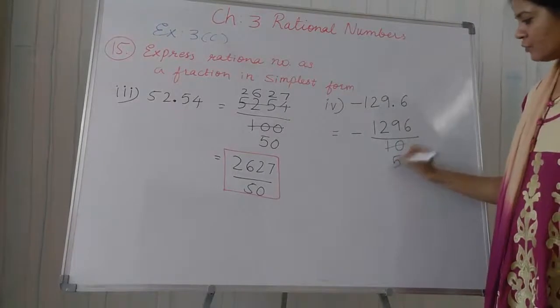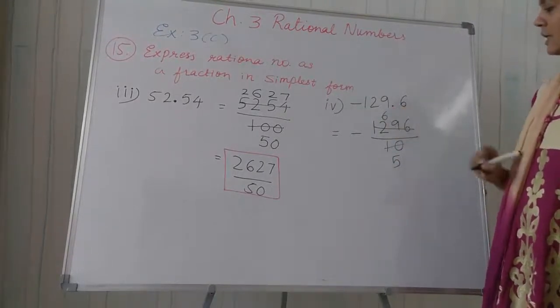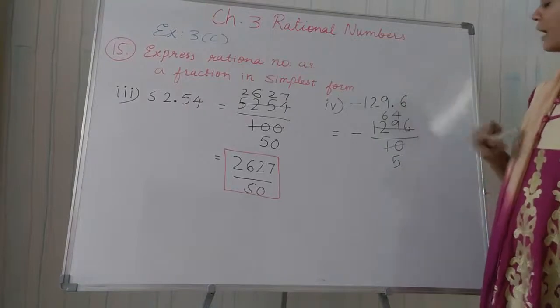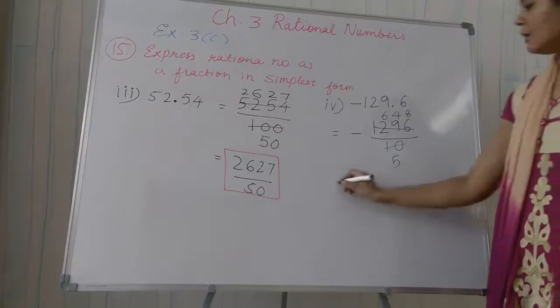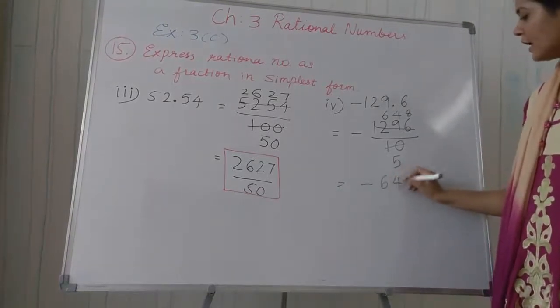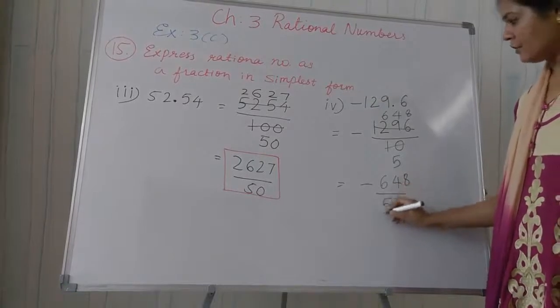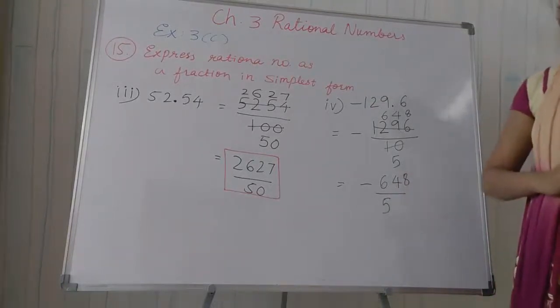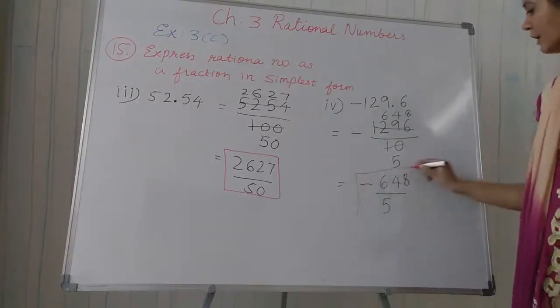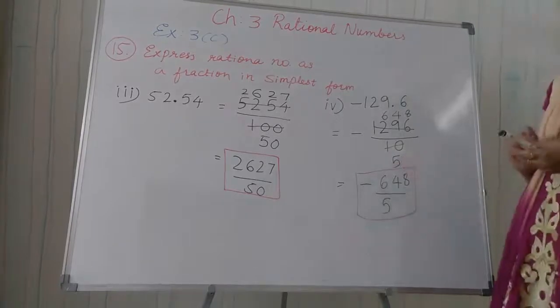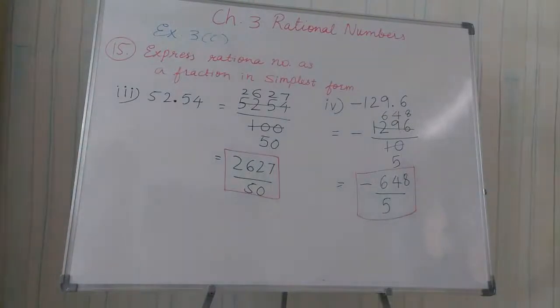So I write 5 2s are 10. This is 6 2s are 12, 4 2s are 8, 1 remains, 8 2s are 16. So we get our answer 648 divided by 5, which is our final answer of number 4. So this way we can find our answer number 4 of question number 15. So now you understand the method. First of all, you have to convert the decimal number to the fraction and then cut upside down.